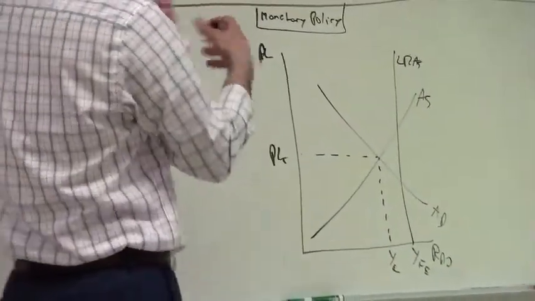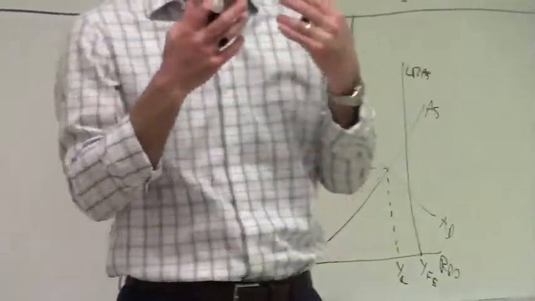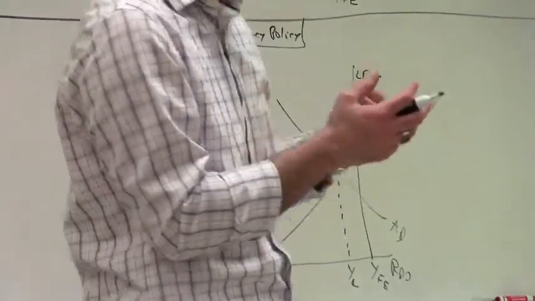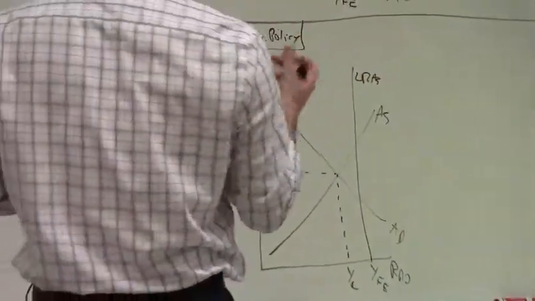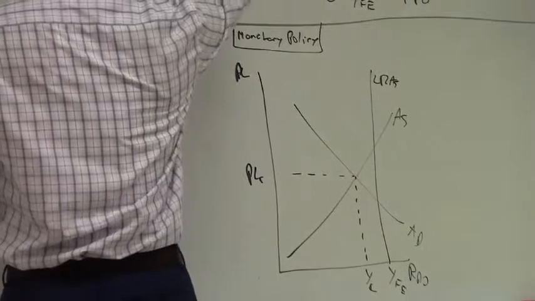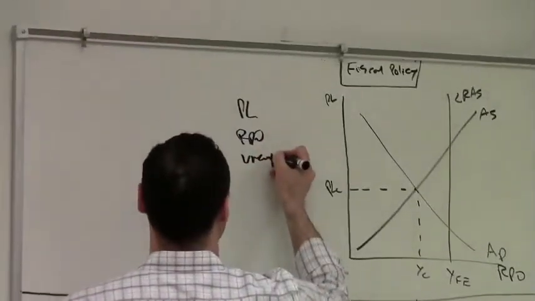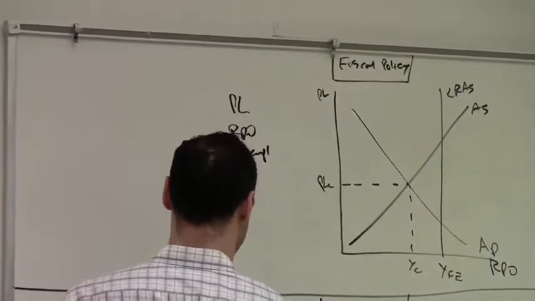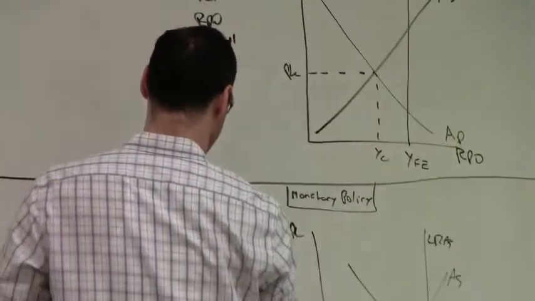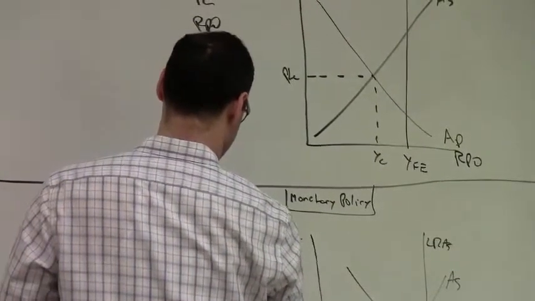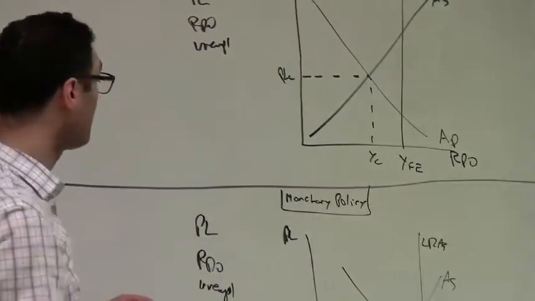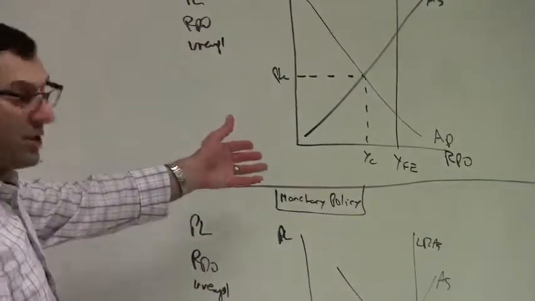Whenever we do the solutions, there's going to be 3 different variables that we care a lot about, which are price level, real domestic output, and unemployment. So let's write them out. Price level, real domestic output, unemployment, here too. Now, this is the original situation.